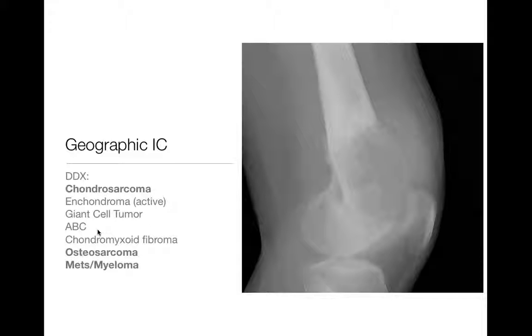Aneurysmal bone cysts can occasionally look a little scary. Osteosarcoma, so osteosarcomas are on this list. Remember, telangiectatic osteosarcomas are not going to have any osteoid matrix. And then, of course, Mets and multiple myeloma or plasmacytoma are going to be on this list, as well as infection, which is not here, but you should also consider. So this is going to be your main differential for a geographic 1C lytic lesion.